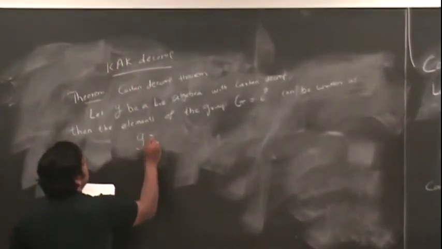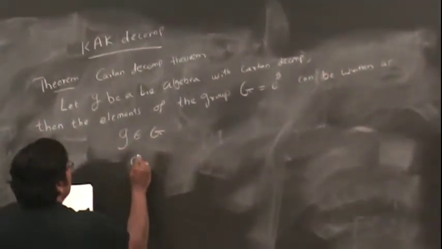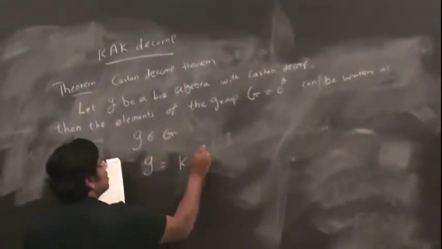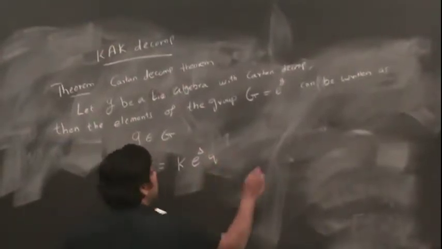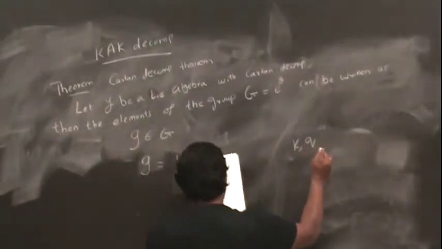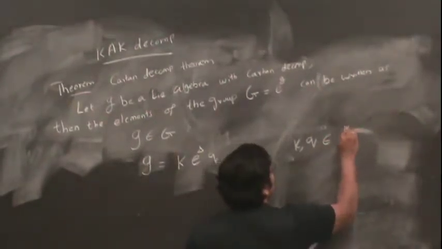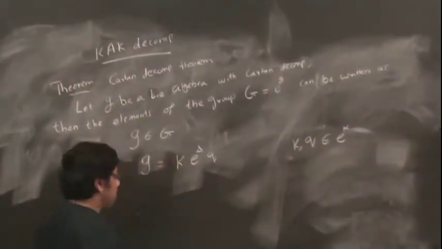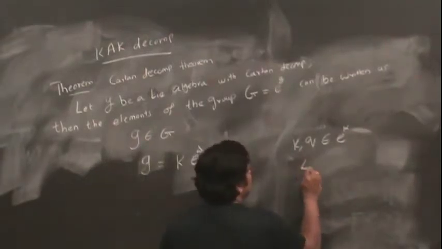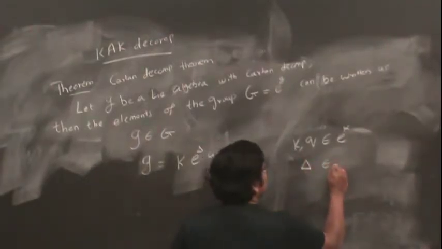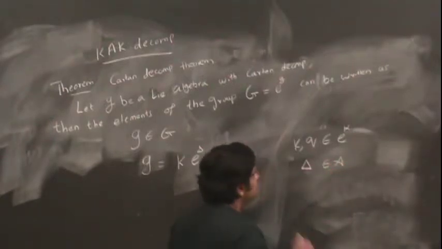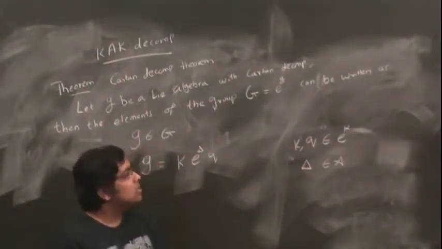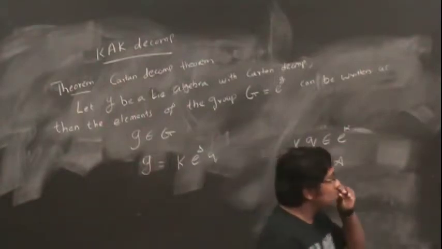Now G is an element of the group. The theorem says G can be written as K e to the delta Q, where K, Q is in e to the K. So that's a group generated by the K subspace of the algebra, and in script A. Alright, so I didn't define what this is. Okay, so just give me a couple of minutes to define that.